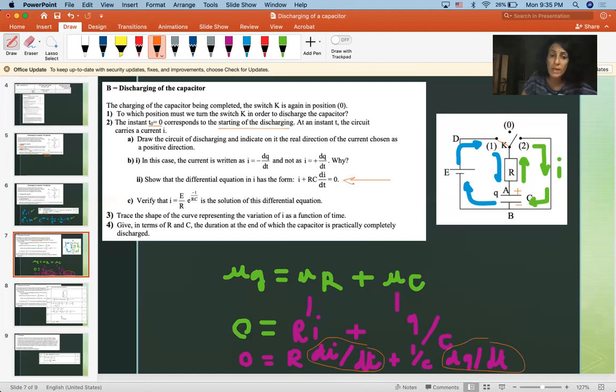All right. We never did a differential equation in I. We usually do it in q or in u.